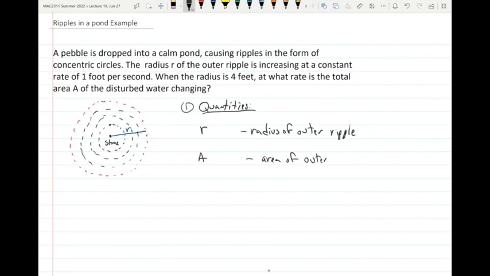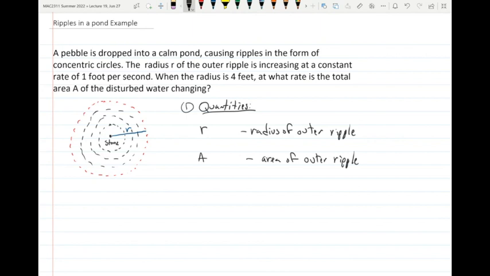Do you understand this? So, as another quantity that we have, that's A, which is the area of the outer ripple. Because the disturbed water is everything that's inside the outer ripple. So the boundary of the disturbed water is the outer ripple. Yes? Okay, so we have those two.